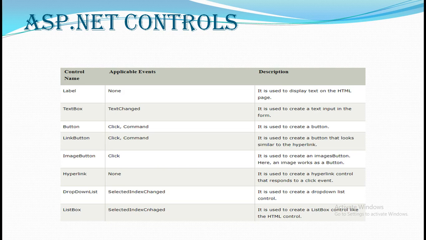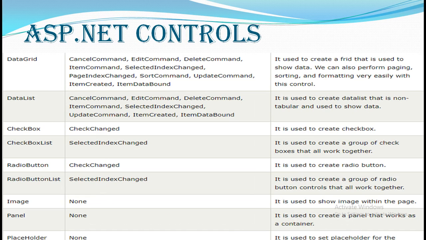Hyperlink, none. It is used to create a hyperlink control that responds to a click event. Drop down list, selected index changed. It is used to create a drop down list control. List box, selected index changed. It is used to create a list box control like the HTML control.